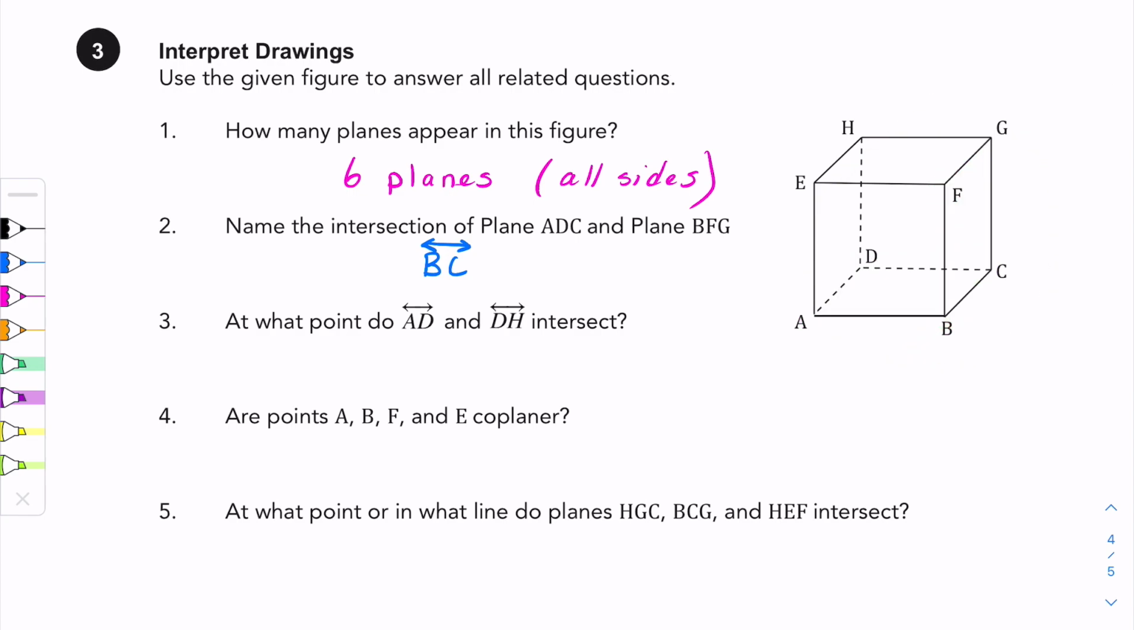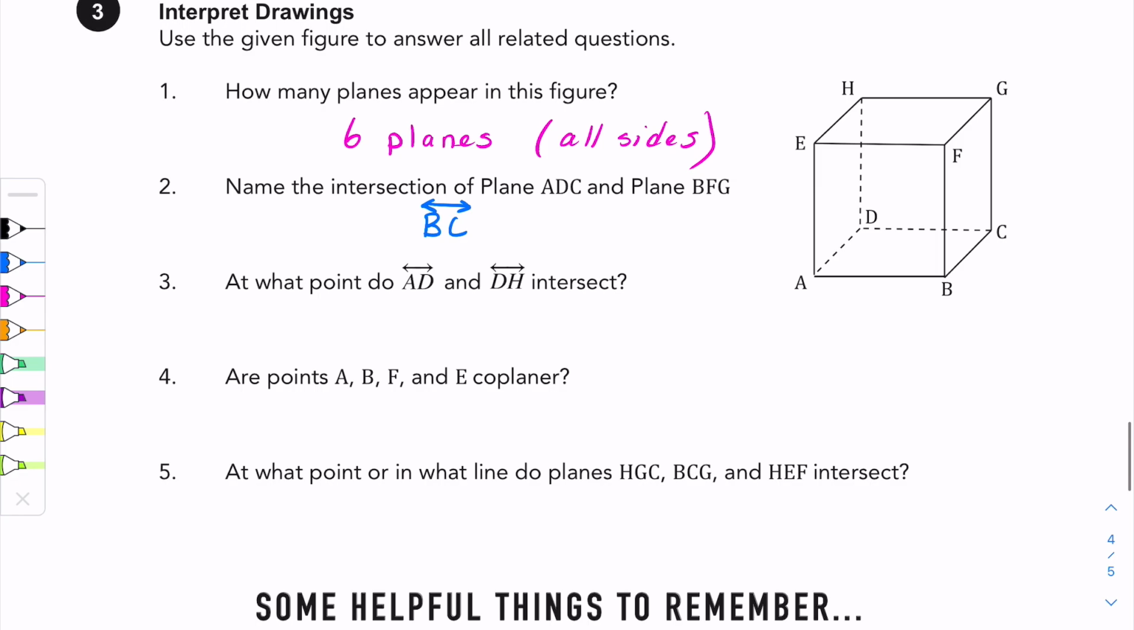Number 3 says, at what point do line AD and DH intersect? Here's AD, here's DH. So where do those 2 lines intersect? I would say they intersect right here at point D.